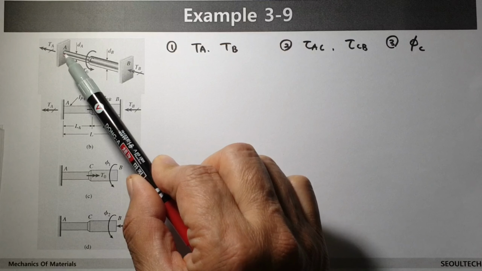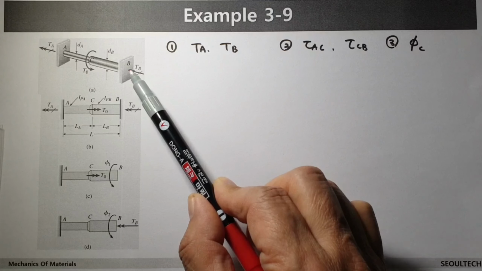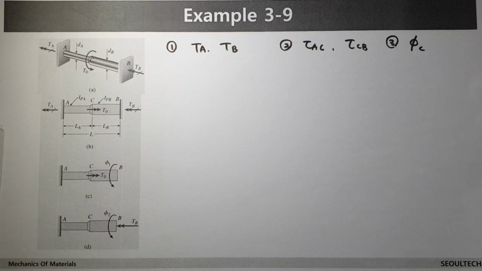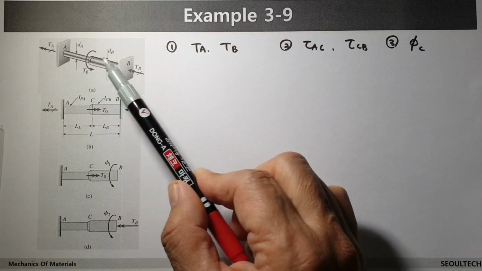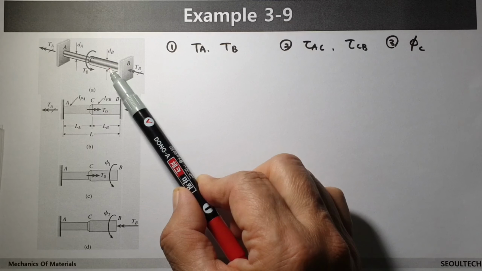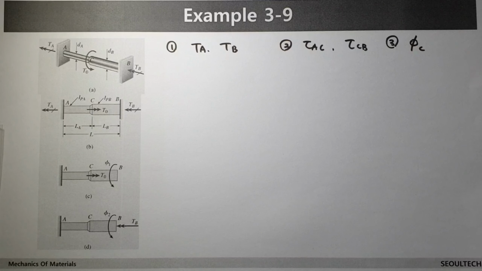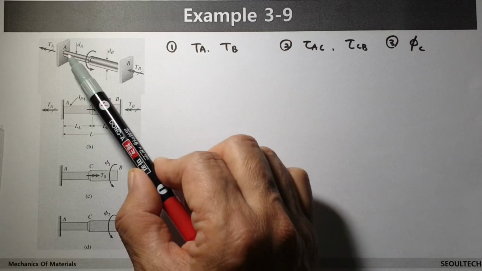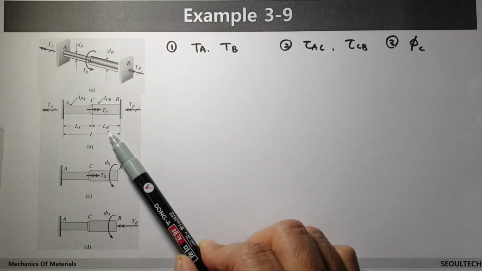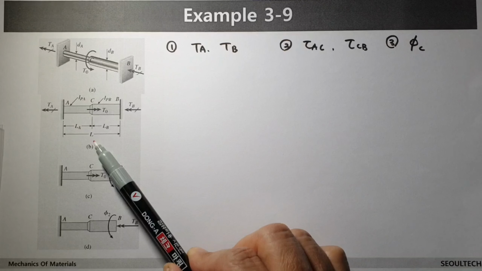We have some shape which is mounted at point A and point B, which is built into the wall. On the left side we have a small diameter dA, and on the right side we have diameter dB. In the middle of this component, torque T0 is acting like this. Some characteristics of the component are given. The length of the left part is LA, and the right part is LB. When we add both of them, the total length is L.